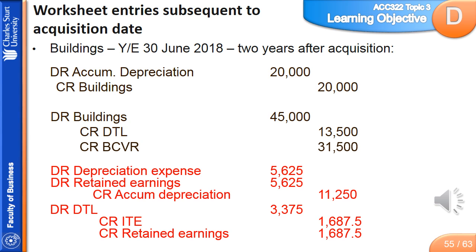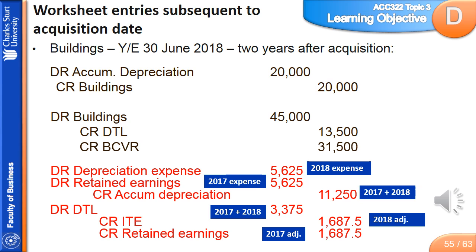$5,625. However, if we have a look at the next two entries, we've got a retained earnings debit for $5,625 as well, and that's recording the 2017 year depreciation expense, which was closed off at the end of the period to retained earnings. We've also got accumulated depreciation credit, which has actually doubled to $11,250. So that is including 2017 and 2018's amounts.